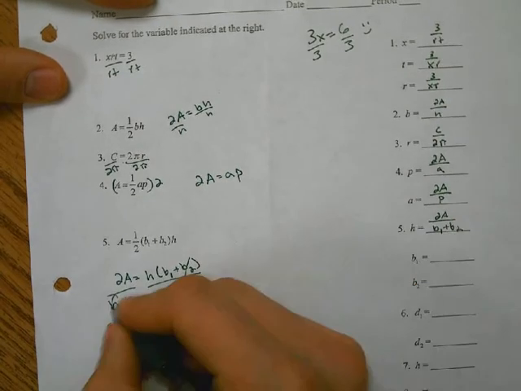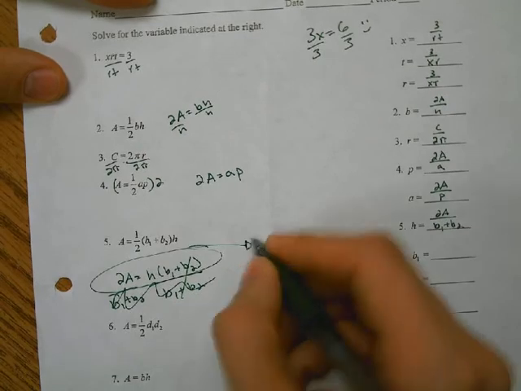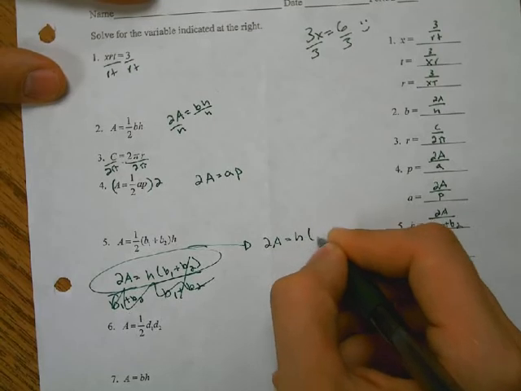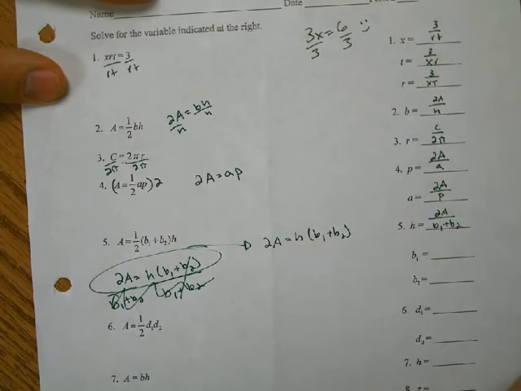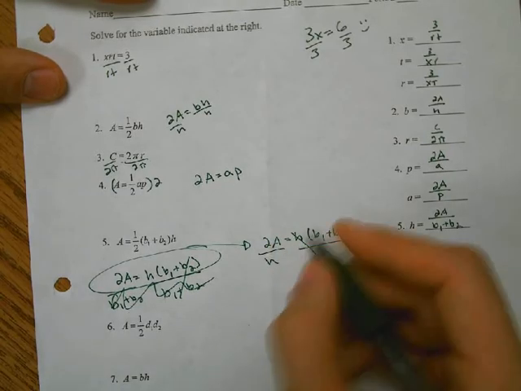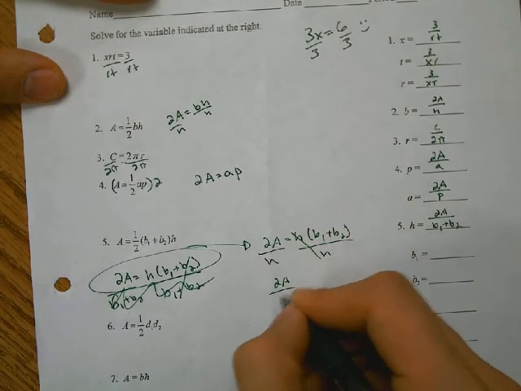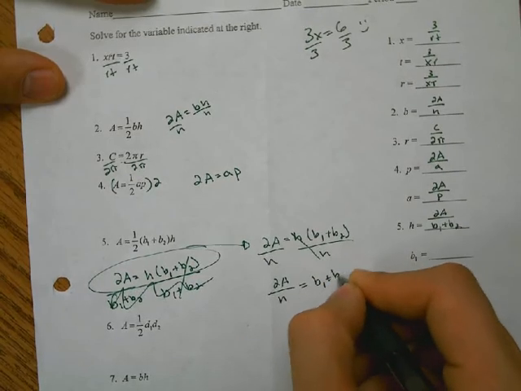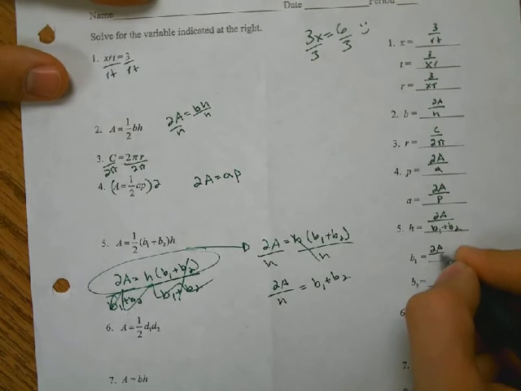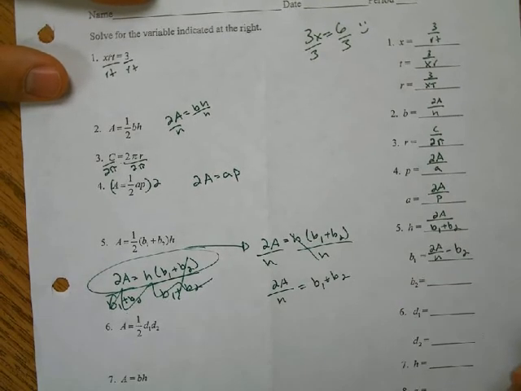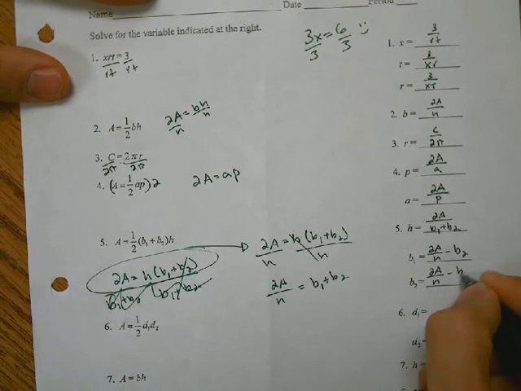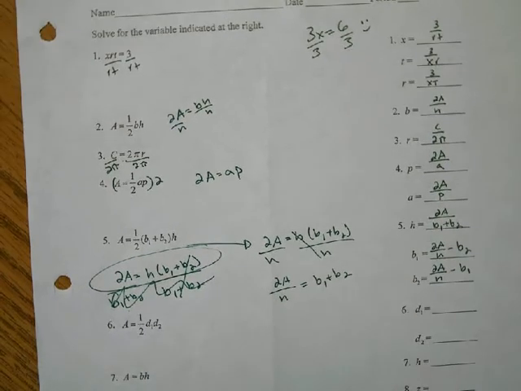Let's take this, what we originally started with though, and now we can solve for B1 and B2. So I've got 2A is equal to H times B1 plus B2. Now what I'm going to do is divide both sides by H. And what that does is release my B1 plus B2. So I've got 2A over H is equal to B1 plus B2. If I want B1, I would subtract off B2 from that other part. You subtract both sides by B2. If I wanted B2, I would subtract B1 from both parts to get that.